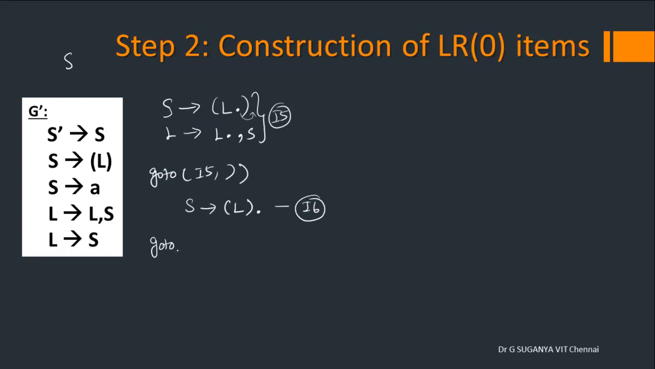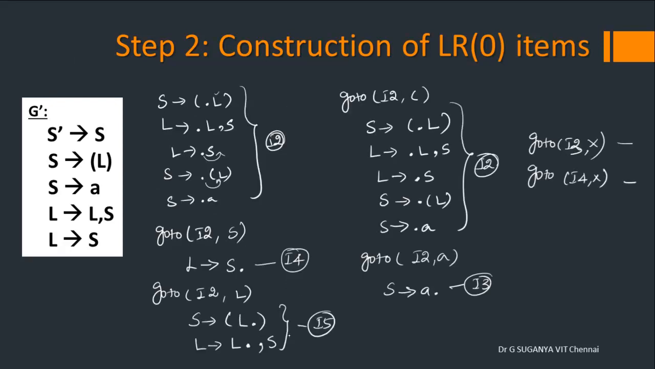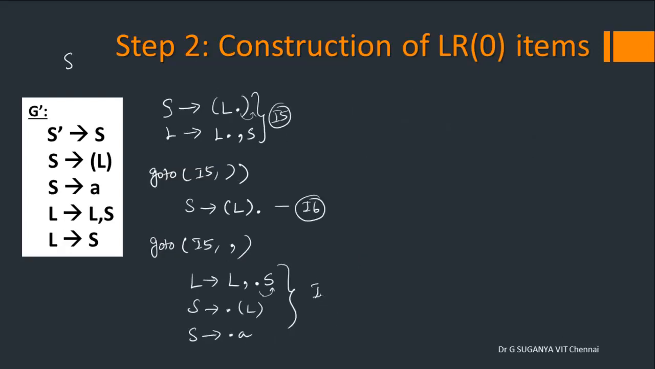Okay, and go to of I5, comma, what is the next symbol? It is comma. Okay, so just move it to the next one. L gives L, comma, dot S. Now dot is followed by a non-terminal, and hence S production is what you have to use. S gives dot L, S gives dot A. Okay, this is completely new. I don't think it is available anywhere. You can also check once, and hence this is I7.